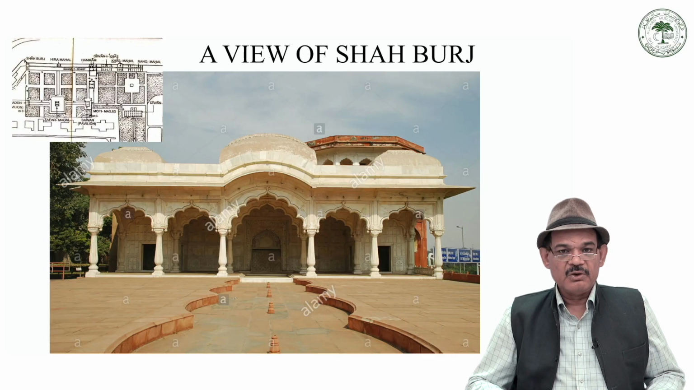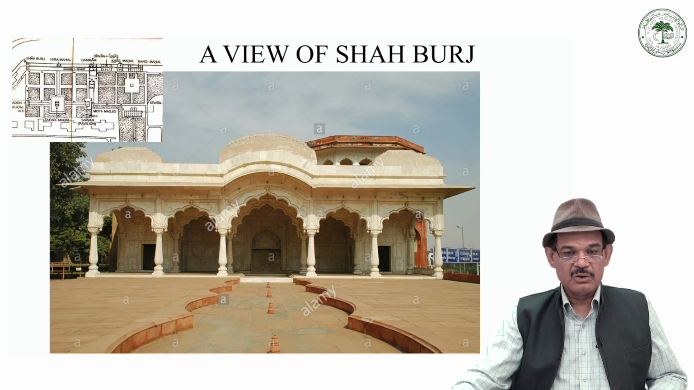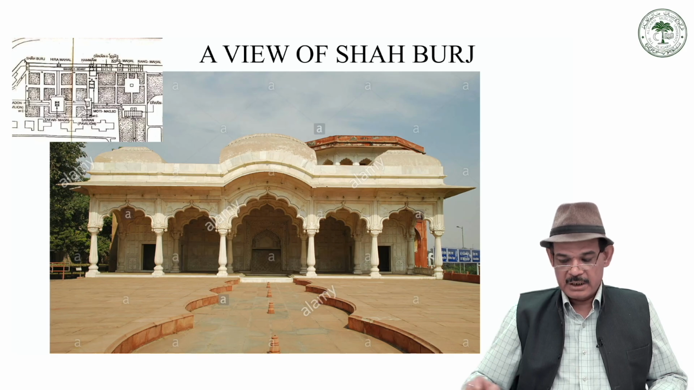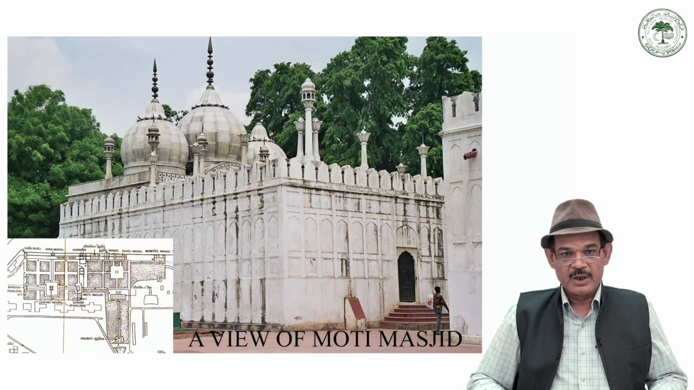And this is a view of the Shahaburj. Now you see this Shahaburj is domeless, and it is the northernmost end of the eastern periphery of red sandstone, having a central pillared pavilion, with two rooms on both sides, and in front of the rooms we have pillared cloisters. In the center we have a Bangladar roof, and it is very typical of this structure.